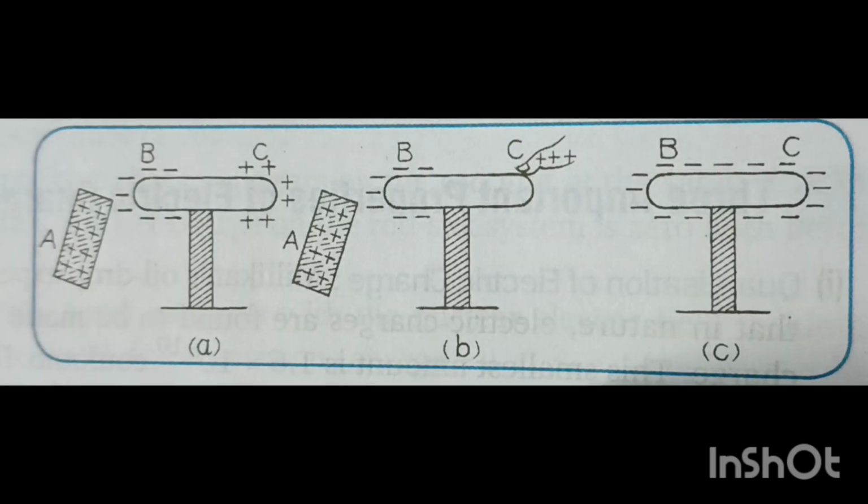In the second case, we are keeping our hand on the side of the positive charge, so that the positive charges flow into our hand, or we can say it is earthed. If we are earthing the side C, then all the positive charges would flow into the earth. Then in that rod there will be only negative charges, and those negative charges are distributed equally in the rod. That is what is shown in the C, and this is an example of the process of electrostatic induction.